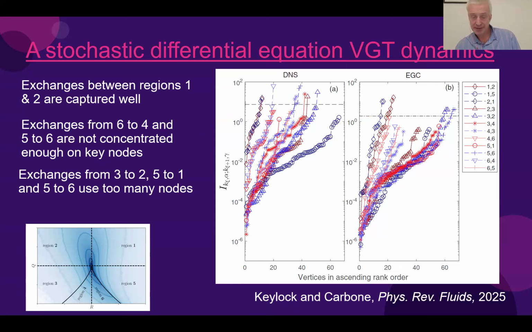Another way things are wrong is they're too diffusive in the EGC because it has to use too many nodes. Note that in the DNS, there's only one case where we go out beyond 60 nodes. Well, you can see both in this particular instance and shown here, we're going out to many, many more nodes in the enhanced Gaussian closure.